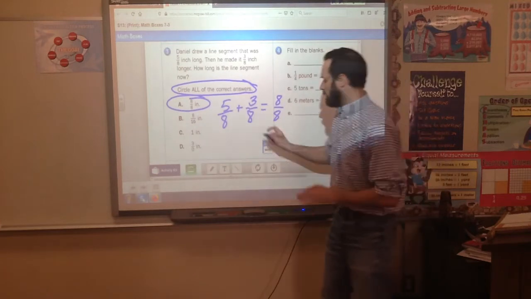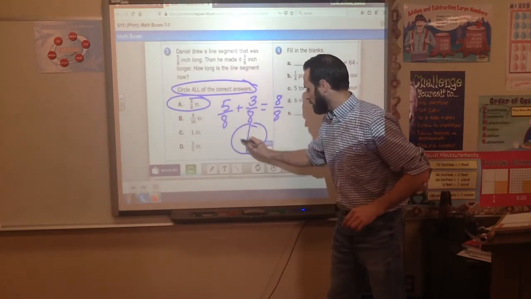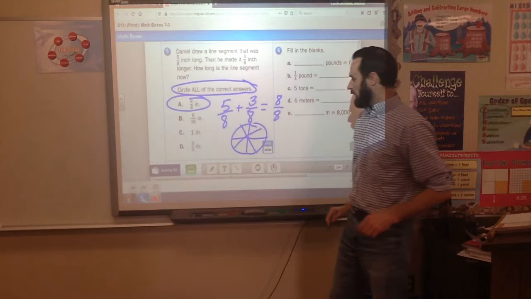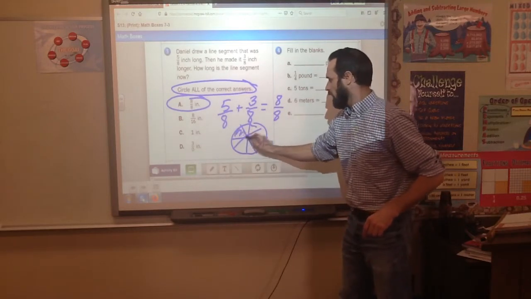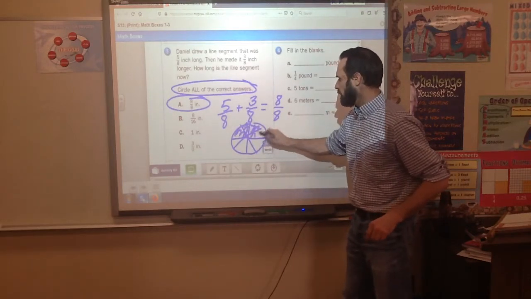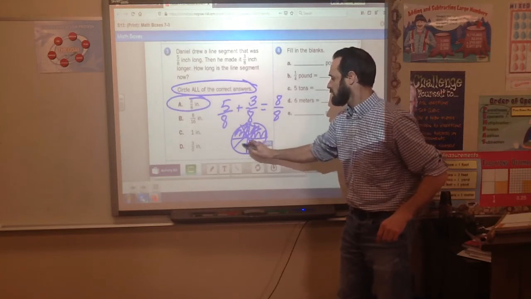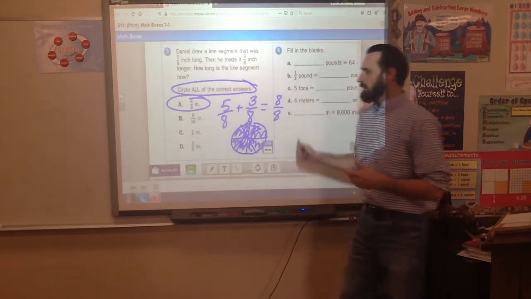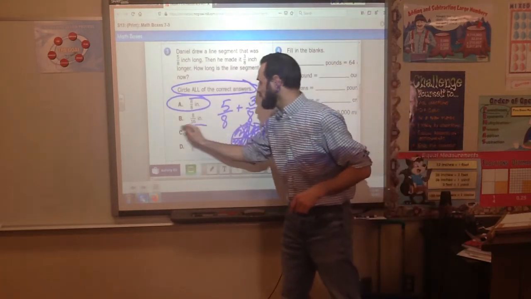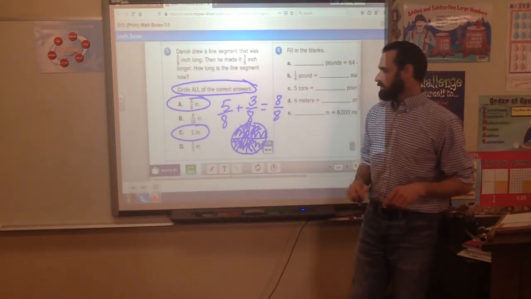But we also know that if we had a fraction circle, and there's 8 pieces, if I fill in all 1, 2, 3, 4, 5, 6, 7, 8, that's one whole circle. So it's also the same as 1 inch.